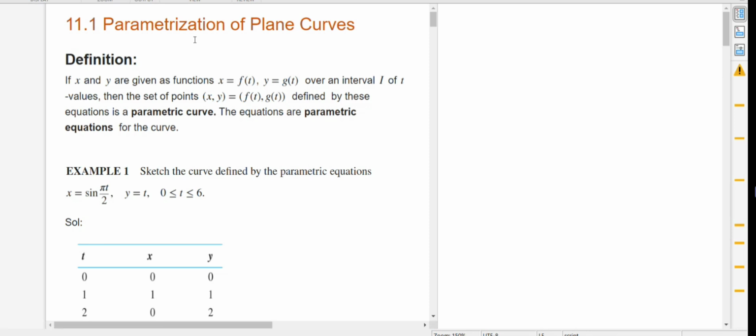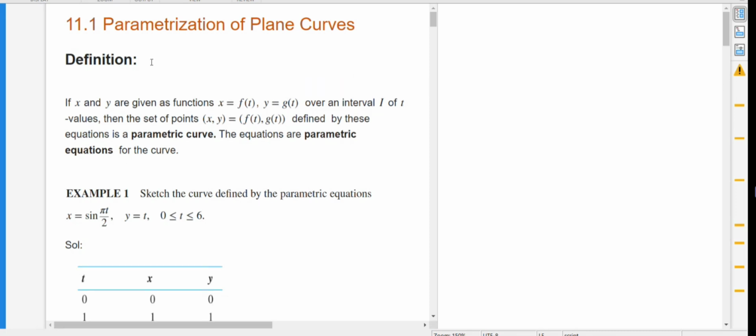So here we are starting from the plane curve. What is the definition? The definition is, if you have, for example, x equal to f of t and y equal to g of t over an interval I of t values, then the set of points defined by these equations is a parametric curve, and the equations are called parametric equations. So it means that, for example, if you have y equal to f of x, you can write this as x equal to f of t and y equal to g of t.